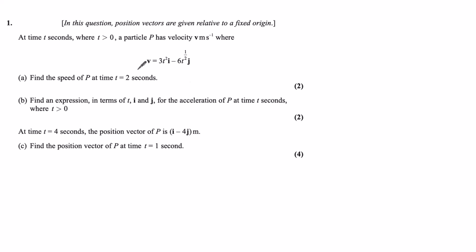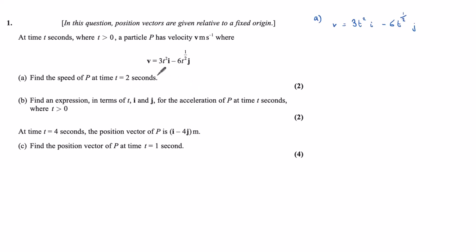Question 1. At time t seconds, where t is greater than 0, a particle P has velocity v meters per second, where v = 3t²i − 6t^(1/2)j. Part A, find the speed of P at time t = 2 seconds.